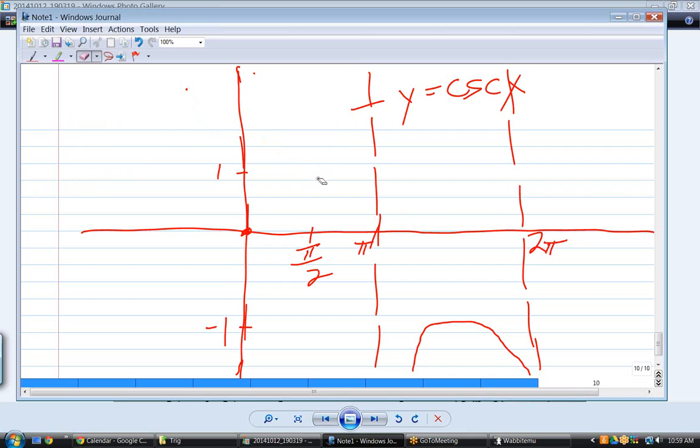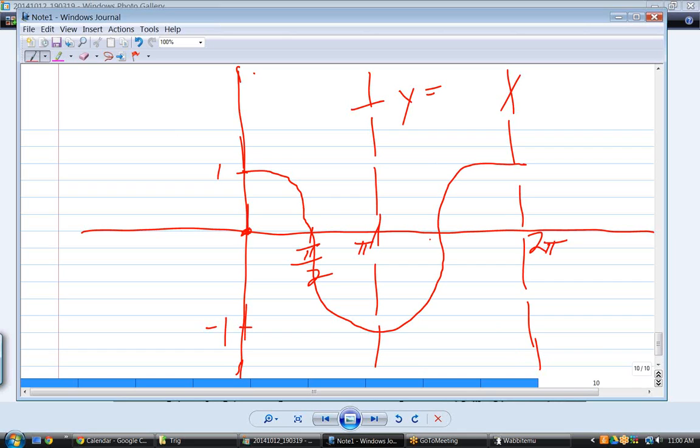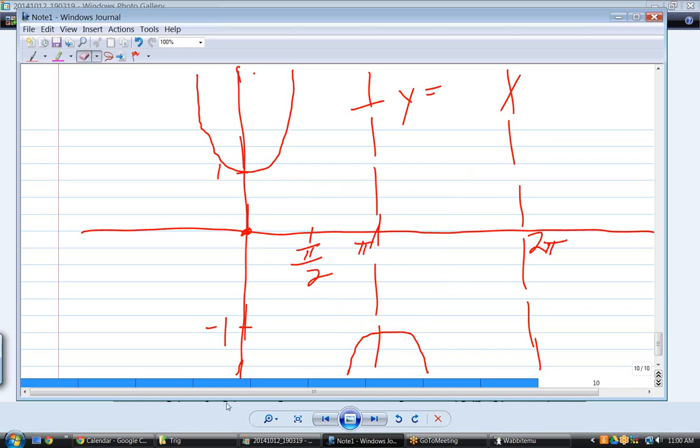And the last case I'll mention real quickly is the secant. And the secant sits on the tops and bottoms of the cosine curve. There's the cosine curve. So the secant is going to be that and that.